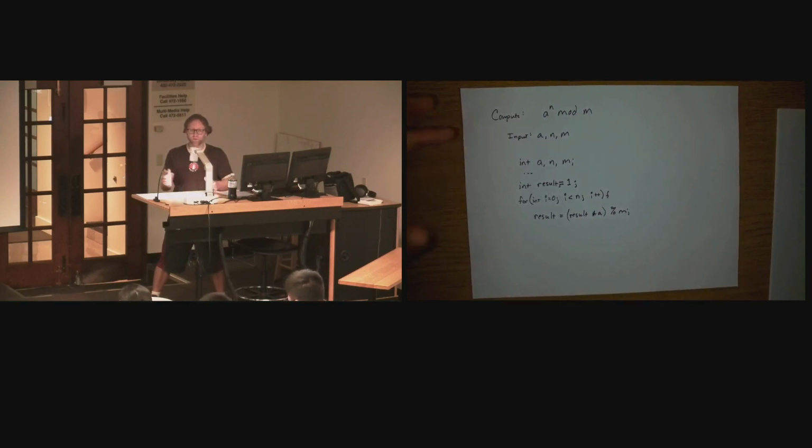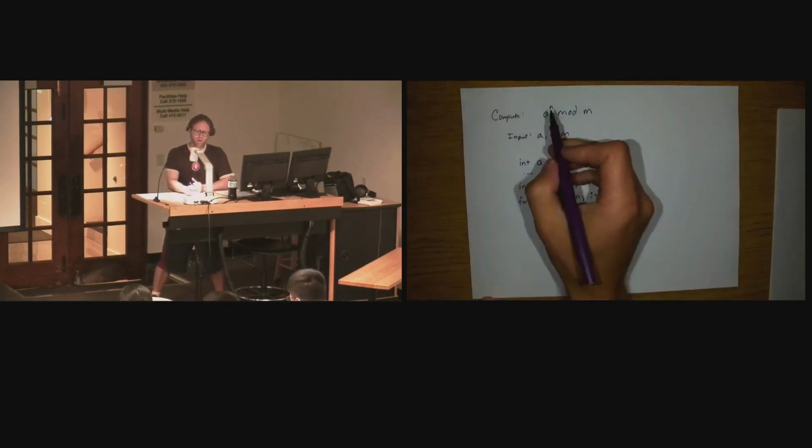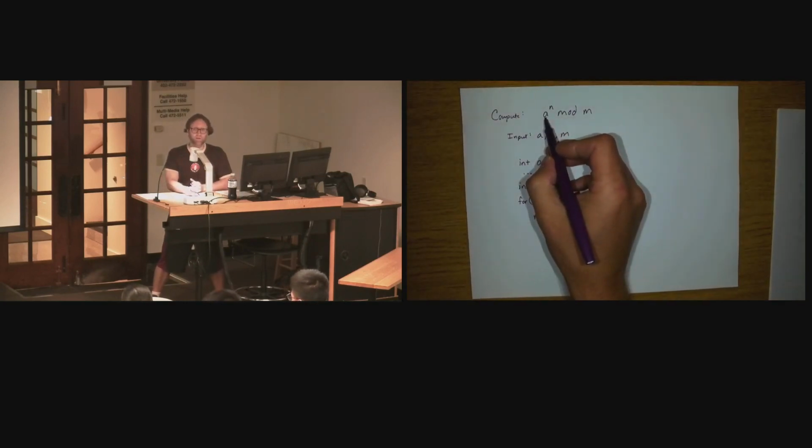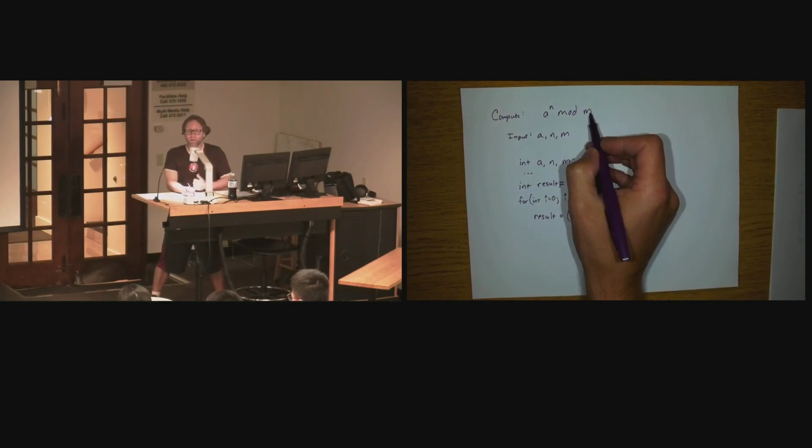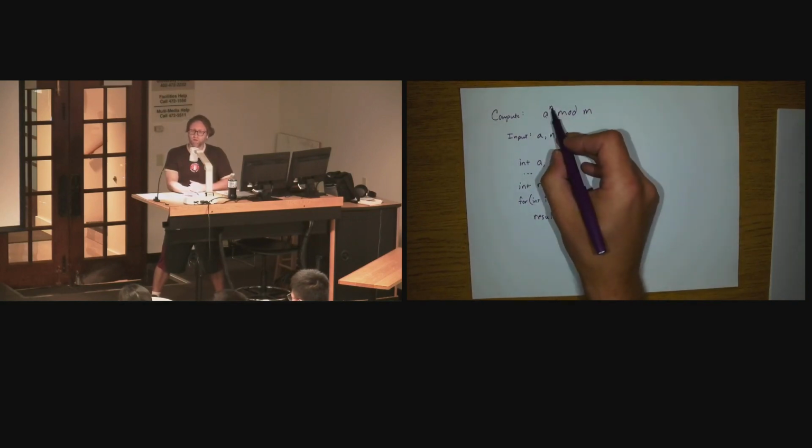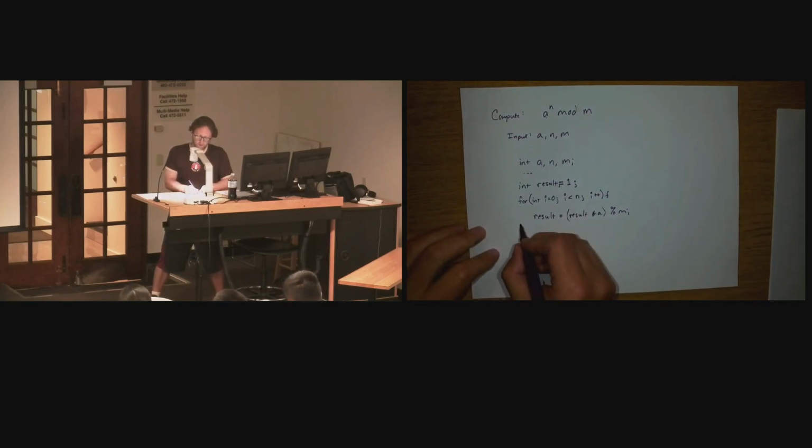You can do it every single time to avoid overflow. You can keep it small. In fact, you can even assume that a is small, say 7, and that m is small, say 13. But don't assume that n is small. This will get the job done. This actually works. This code will work.